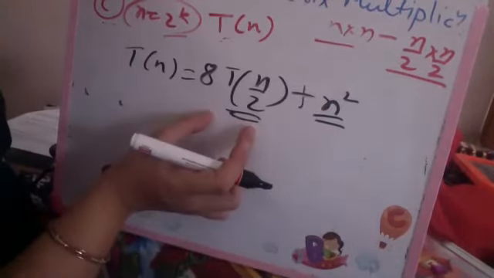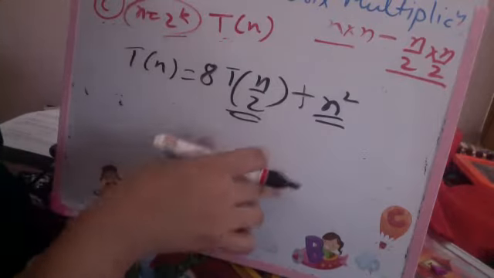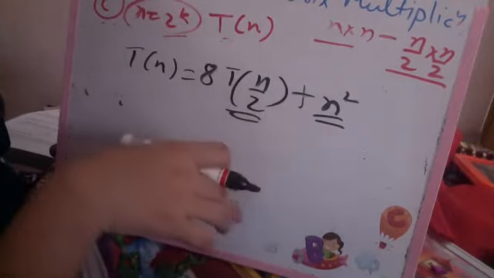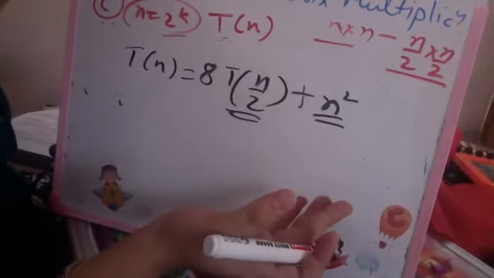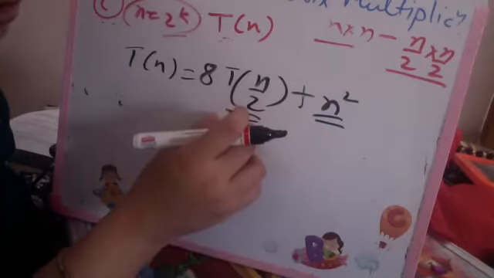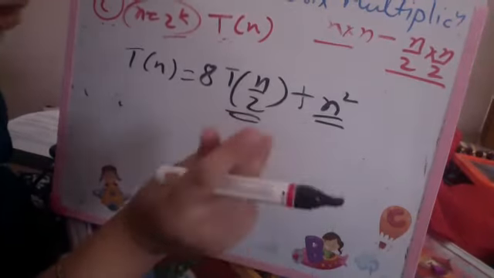This is the time taken for dividing the problem into sub problems, or recursive calls, whatever you call it, and this is the time taken for addition at each step. How are you calculating that matrix? By n square additions. Is this clear to all?